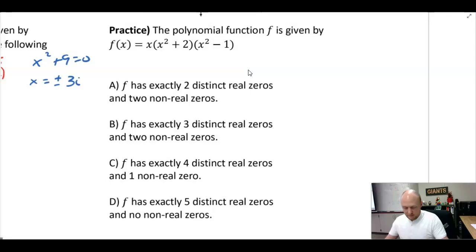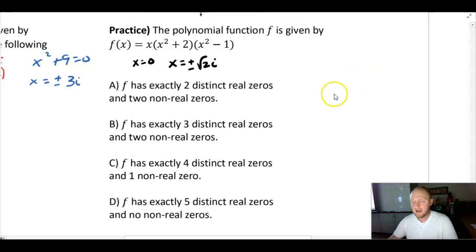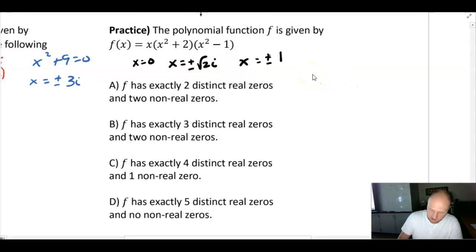Last one here. Pause and try this if you have not. With this example, I get x equals 0, and then x equals plus or minus the square root of 2i. Lastly, x equals plus or minus 1, if I move this over and then take a square root. So it looks like I have 3 distinct zeros and then 2 non-reals. So the answer is B.